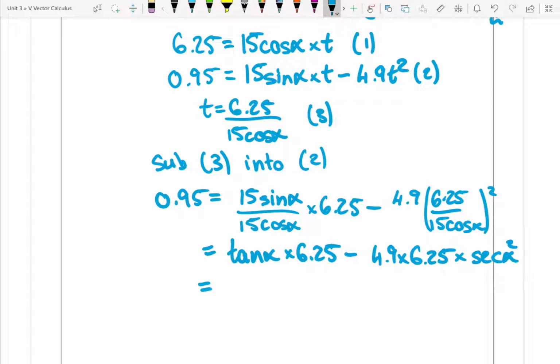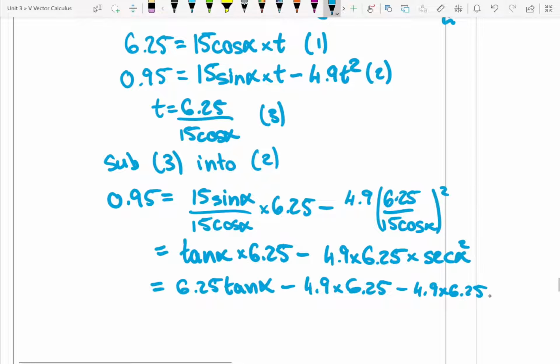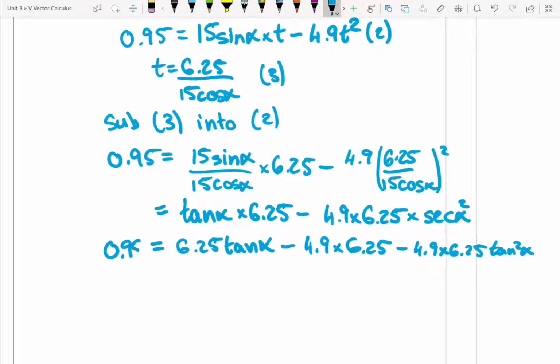So this becomes, let's actually rewrite this, make it a little bit neater, 6.25 tan alpha minus 4.9 times 6.25 times 1, right? Because it's 1 plus tan squared, minus 4.9 times 6.25 tan alpha squared. Okay, so now that we've done that, we're going to let the left-hand side equal 0 and rewrite this a little bit neater. So I'll do that quickly off screen.